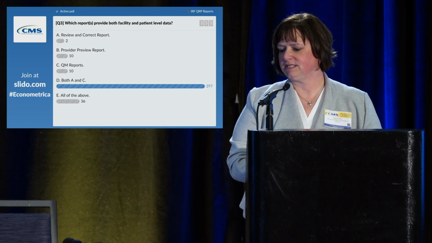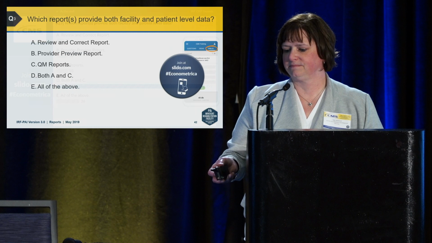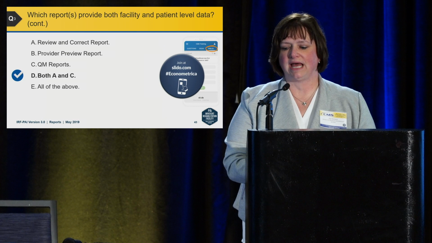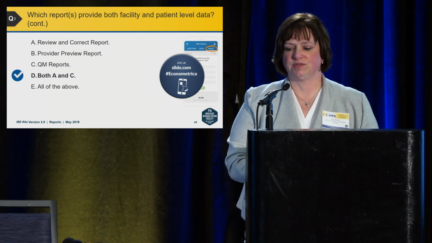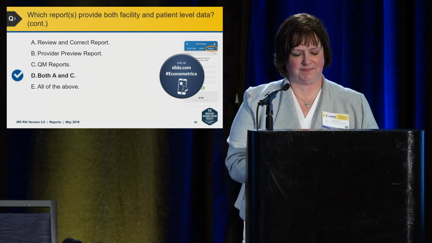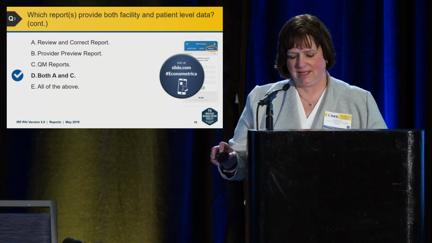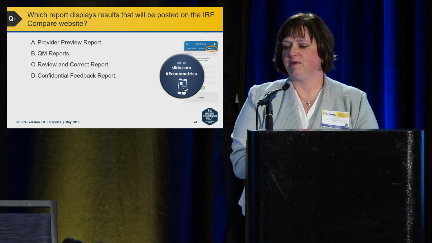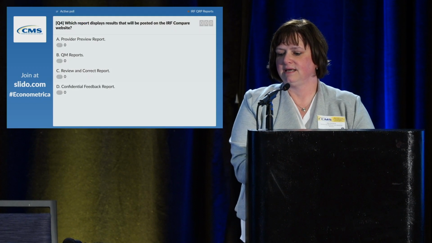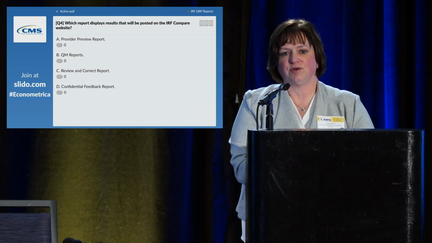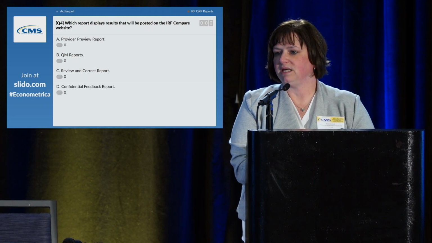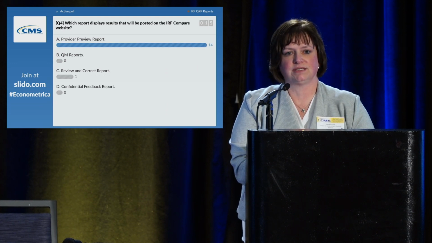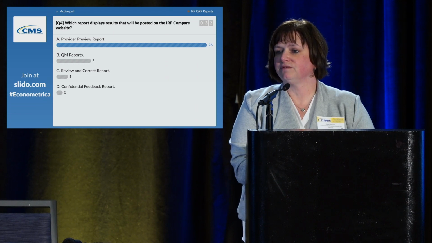Okay, things seem to be slowing down. Let's go ahead and take a look at the answer. Great job. The correct answer is D. Both the review and correct reports and the QM reports provide facility and patient level data. Nice job. The next question, which report displays results that will be posted on the IRF Compare website? Is the correct answer A, the provider preview report, B, the QM reports, C, the review and correct report, or D, the confidential feedback report?